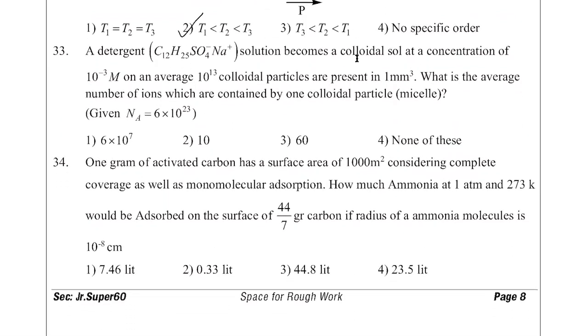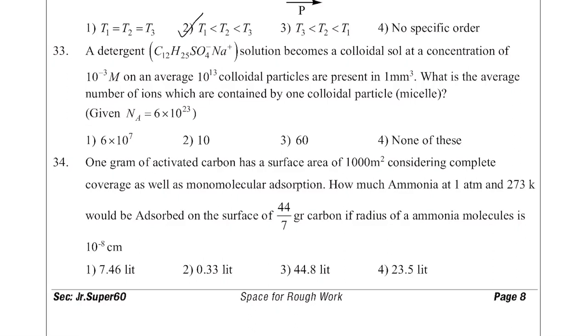Next, a detergent solution becomes a colloidal sol at concentration 10 raised to power of minus 3 molar. On an average, 10 raised to 13 colloidal particles are present in 1 millimeter cube. What is the average number of ions which are contained by one colloidal particle? That is 1 Micelle particles. Okay.